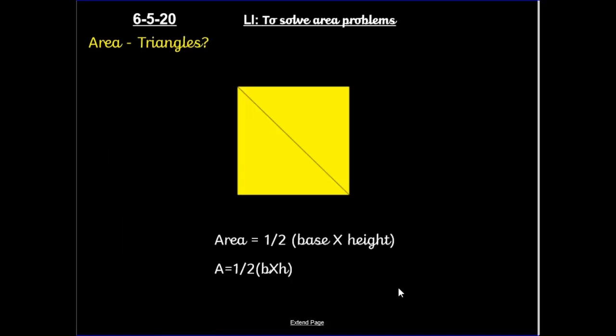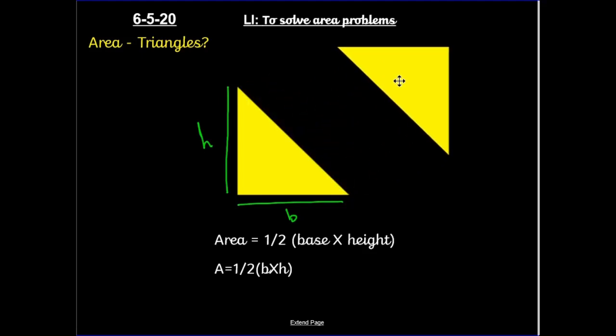Okay then. Triangles. Let's look at the area of triangles. Well, area of a triangle is half of the base times the height. Now I've got 2 triangles here, and to see why that works, if this was the height and this was the base, height and base, if I multiply them together, that would give me all of this area here. But I'm working out a triangle, which is half of this.